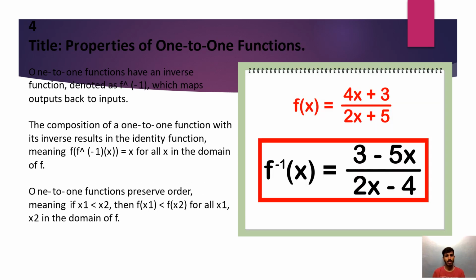Properties of one-to-one functions. One-to-one functions have an inverse function denoted as f^-1, which maps outputs back to inputs. The composition of a one-to-one function with its inverse results in the identity function, meaning f(f^-1(x)) = x for all x in the domain of f. One-to-one functions preserve order, meaning if x1 is less than x2, then f(x1) is less than f(x2) for all x1 and x2 in the domain of f.